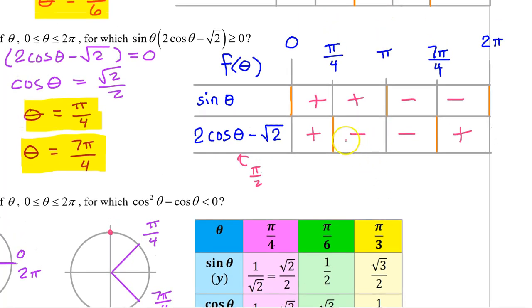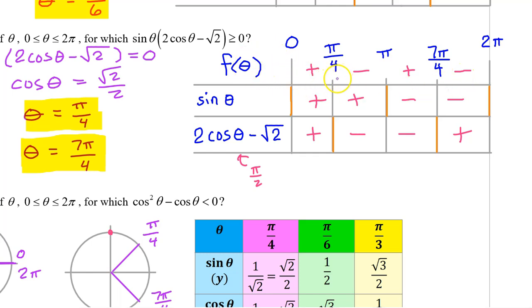What about the overall sign of f of theta? A positive times a positive is a positive. A positive times a negative is a negative. A negative times a negative is a positive. And a negative times a positive is a negative. So I'm about to sketch the solution set across the number line on the top.